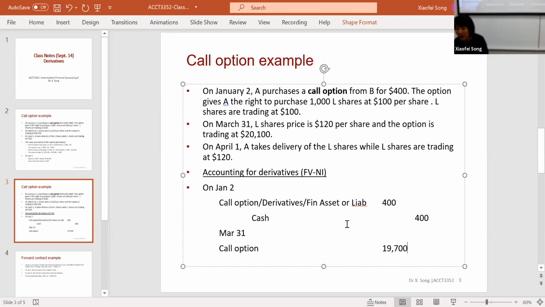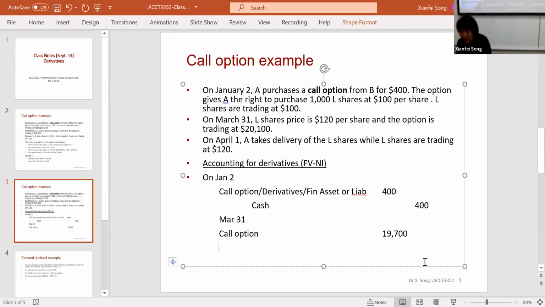So this 19,700 is the flow, is the change. And the difference between these two is the gain. Okay, so that needs to be very clear. So I will call it unrealized gain on derivative.